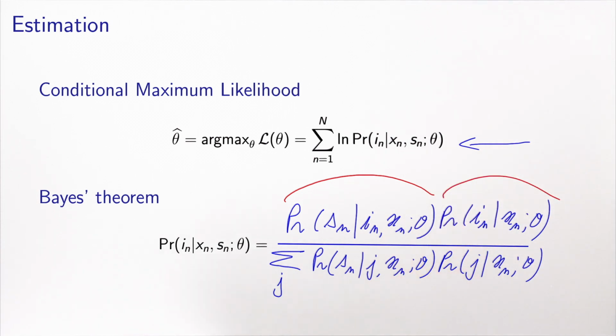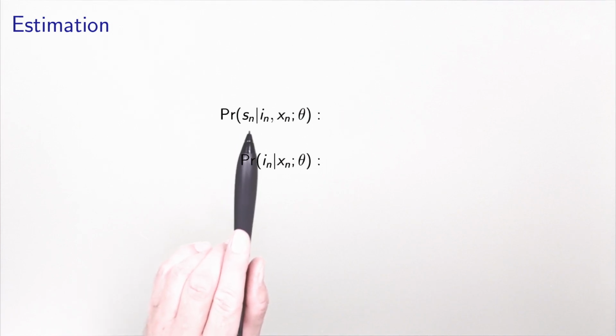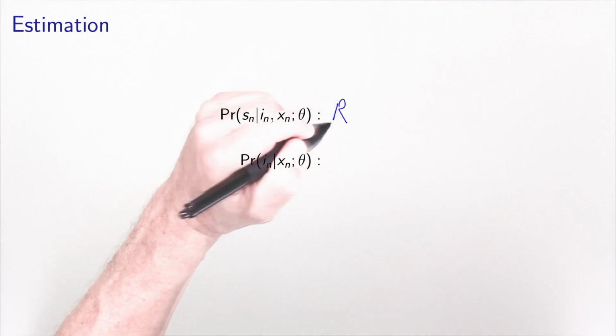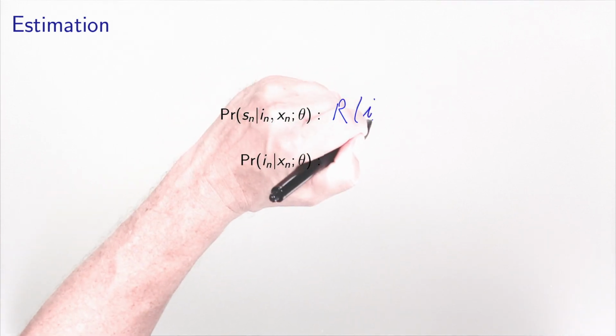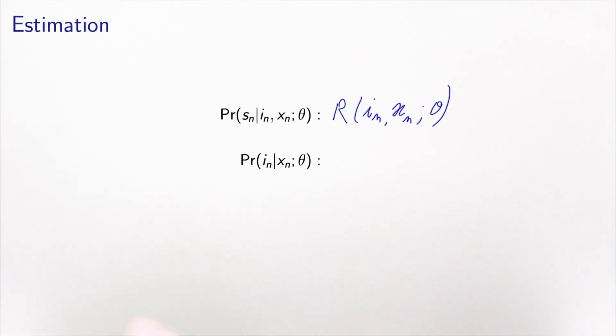As we did in the previous video, we will look at the two components of the numerator that we also find at the denominator. The first one is the probability of Sn. It means the probability to be in the sample given I and x. And this is what we denoted in the first video on sampling, capital R. Remember, capital R is the probability that an individual with configuration In, Xn is selected into the sample. And the second element is simply the choice model.